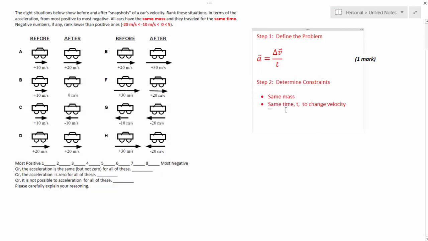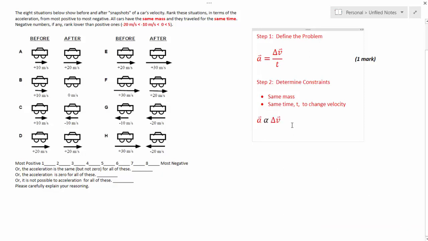So we've identified our constraints. Now we should be in a position to simplify our question. So really, if the time is the same for every picture, and mass doesn't seem to matter in our definition at all, really what we're looking for is comparing acceleration to change in velocity only. So let's simplify our condition.